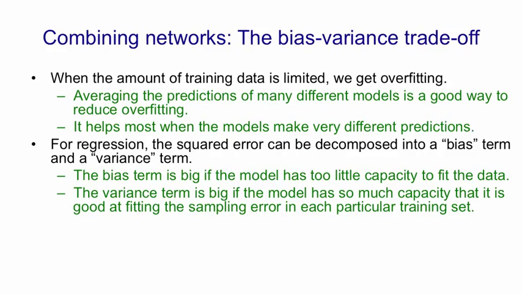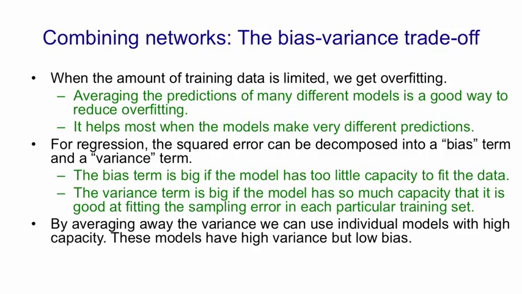So it's called variance because if we go and get another training set of the same size from the same distribution, our model will fit differently to that training set because it has different sampling error, and so we'll get variance in the way the models fit to different training sets. If we average models together, we're averaging away the variance, and that allows us to use individual models that have high capacity and therefore high variance. These high capacity models typically have low bias, so we can get the low bias without incurring the high variance by using averaging to get rid of the variance.